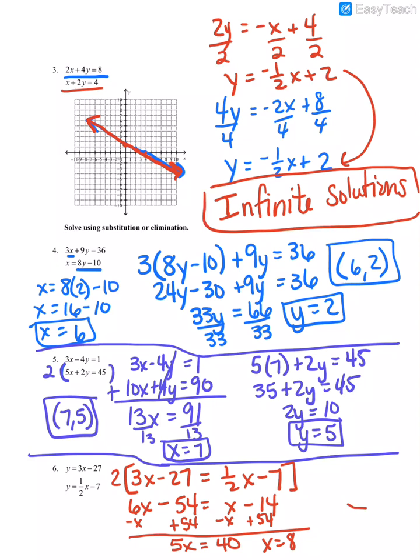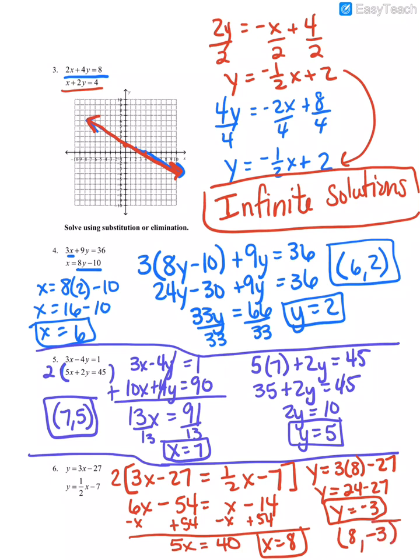And then plug that into either equation. I'm going to do the top one so I don't have to worry about fractions. So 3 times 8 minus 27. So 24 minus 27, so y is negative 3. Again, if you want to write it as an ordered pair, alphabetically, it'd be 8, negative 3.